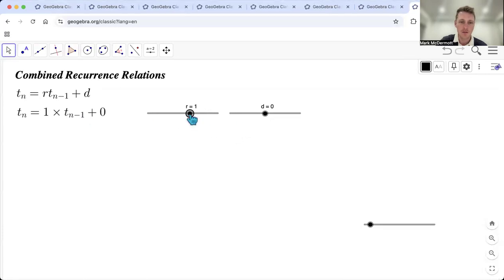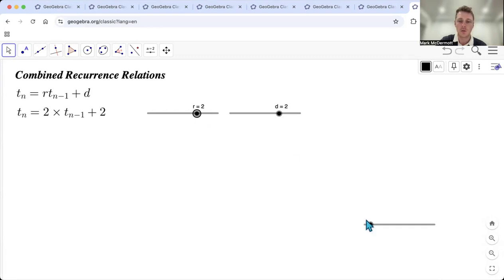If R is 1 and D is something else, then I think you would agree we have an arithmetic series, an arithmetic sequence, or an arithmetic recursion relation, right? So this is why it's combined, and we can obviously have any variation of that. Now, if we have a being 2 and R being 2 and D being 2, then it's a combination of an arithmetic and geometric sequence recursion relation.